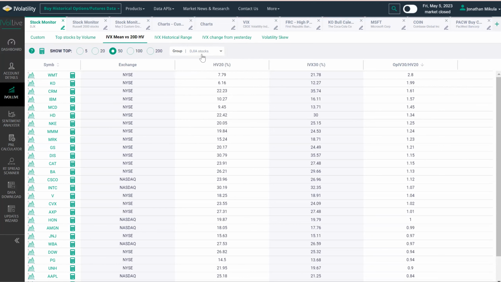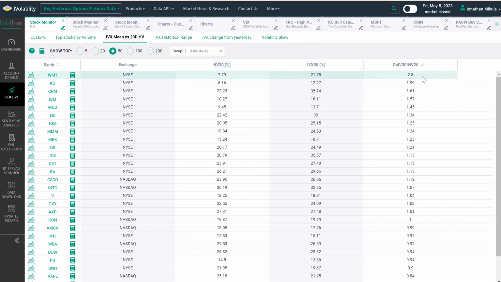So running this against the Dow, Walmart's in the lead here. And so what this means is this is looking at future versus past. So IVX30 is looking 30 days into the future and is calculating what volatility could look like for Walmart looking out the next 30 days, whereas historical volatility is looking at what happened with Walmart in actuality, right? So it's past versus future.